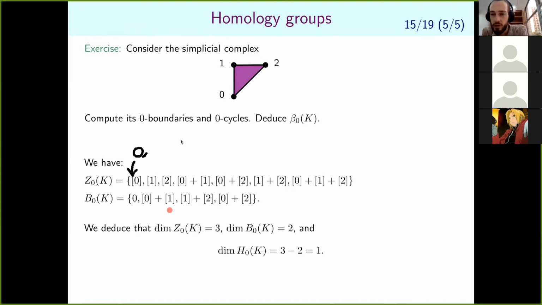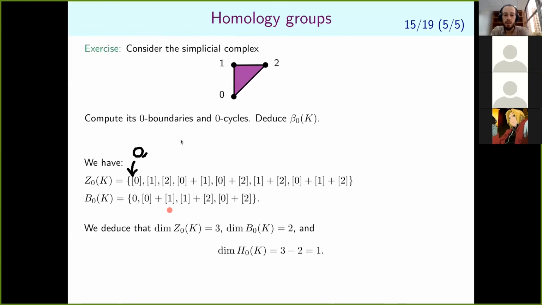And what are the boundaries? In order to find the 0 boundaries, I take all the simplices of dimension 1 and I compute their boundary. I take all the chains and I compute their boundary, and what I obtain is the chain 0 and also the chain vertex 0 plus vertex 1 and also 1 plus 2 and 0 plus 2. And you can see here that the set of boundaries is a subset of the cycles.